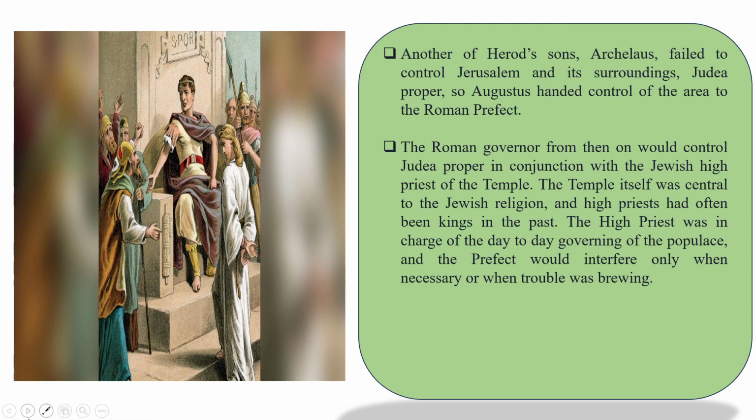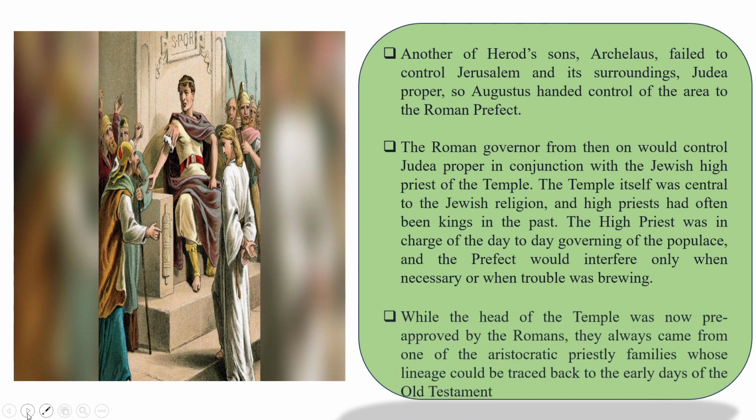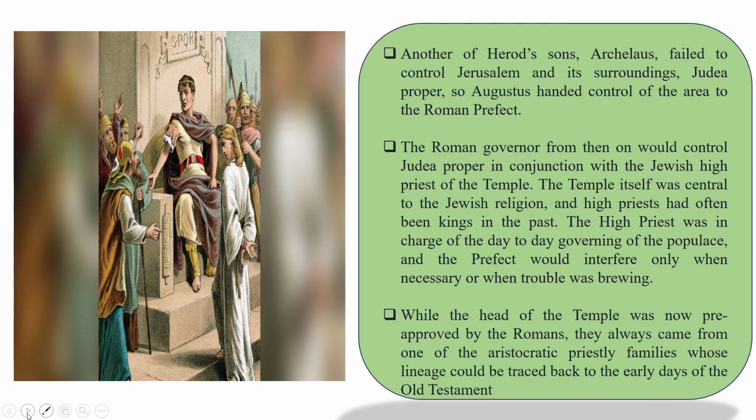There were some cases where, while they were ruling in that particular area, they made a lot of changes. While the head of the temple was now pre-approved by the Romans, they always came from one of the aristocratic priestly families whose lineage could be traced back to the early days of the Old Testament. So here you can have one doubt, what is meant by Old Testament?